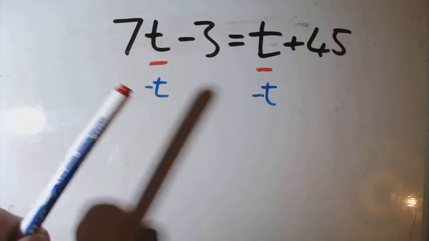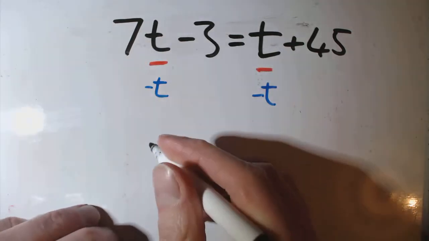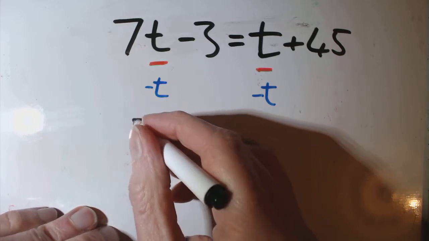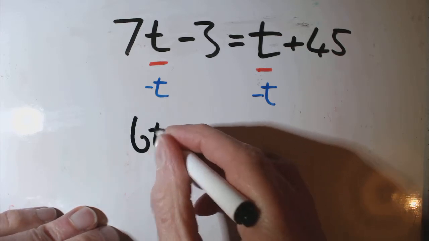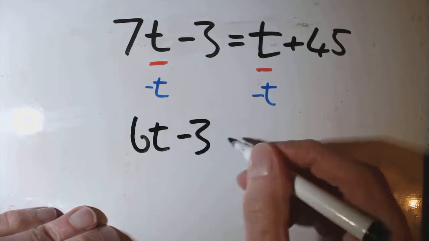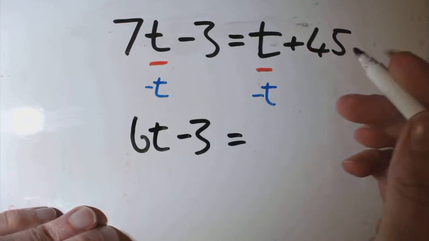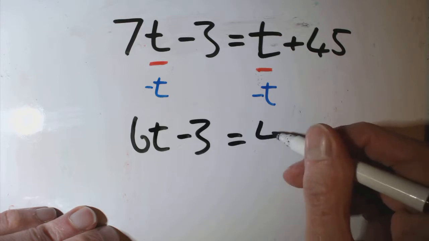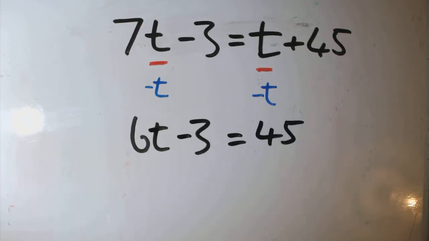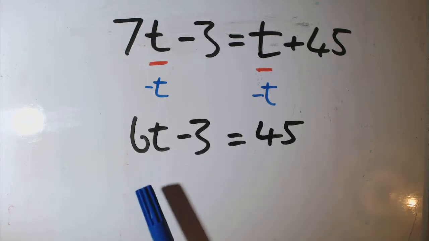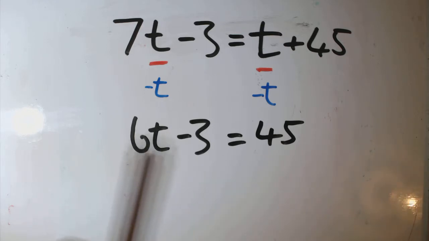So what we have is 7t minus t, we end up with 6t. We're still taking away the 3, equals, well, t minus t is obviously 0, so equals 45. Then what we have is we've got 6t minus 3 equals 45.